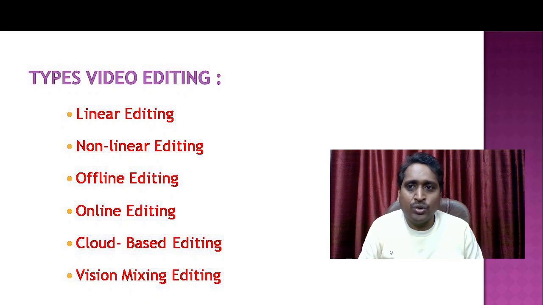There are several types of video editing. They are named linear editing, non-linear editing, offline editing, online editing, cloud-based editing, and vision mixing editing. In linear editing, we use video tape and it is edited in a very linear way. Several video clips from different tapes are recorded to one single tape in the order that they will appear.